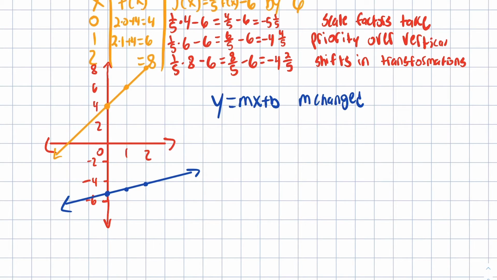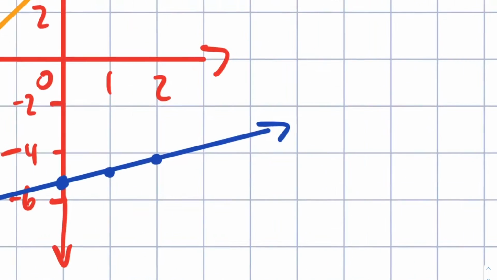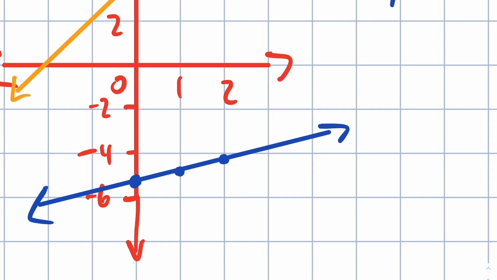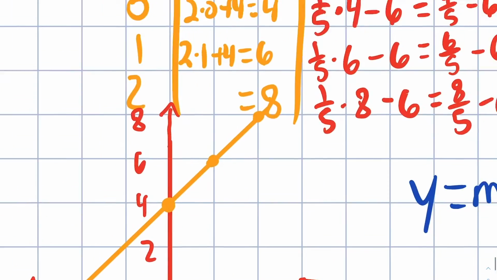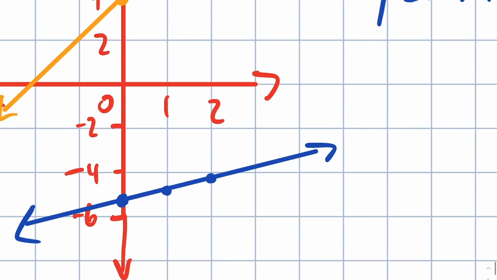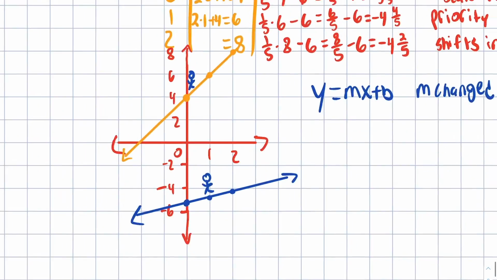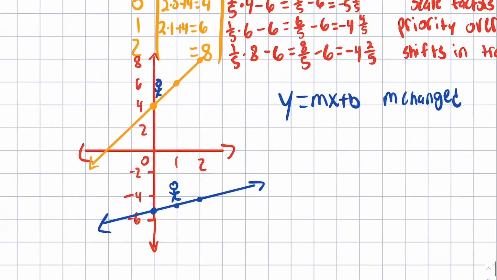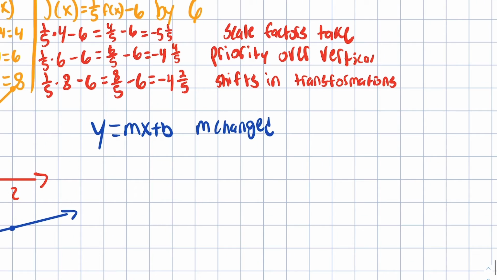How did it change, though? Is the blue line more steep or less steep? Would you say that the blue line has a higher vertical rise? If you were a little person walking up a hill, would the orange one be more steep or would the blue one be more steep? The blue one is less steep. It's easier to walk up. So the m changed by that scale factor of 1/5.